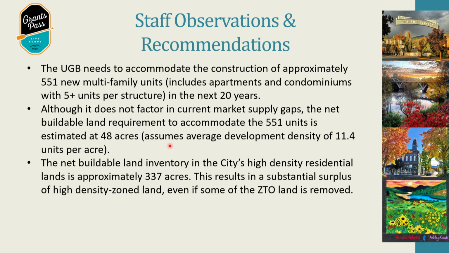And the net buildable land inventory in the city's high density is about 337 acres. So there is a pretty decent surplus there of high density zone land, even if some of that zoning transition overlay is removed. Again, this number looks a little different because this is citywide. Get back to Councilor DeLaGrange's point earlier that we do have R3, R4, and R5 properties that are not in the overlay, that can be built on. So this is what this analysis is trying to get at.